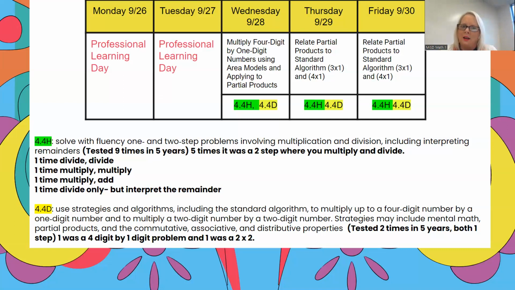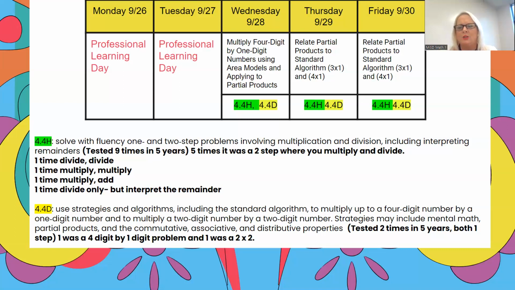And then one time, only one time out of the 9 times it was tested, has there been a one-step problem, and it was division, and it was where you had to interpret the remainder. It was that how much salsa is left over in the jug question, where they had to talk about that remainder.